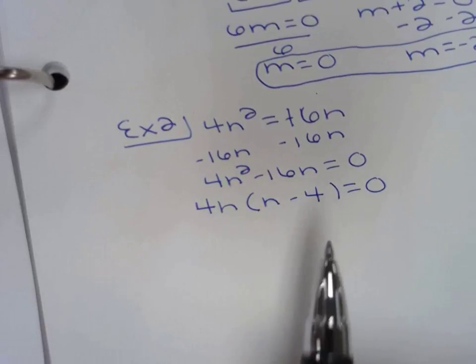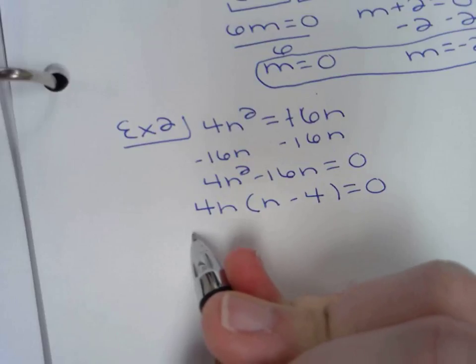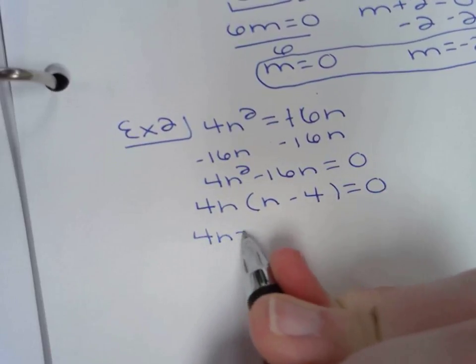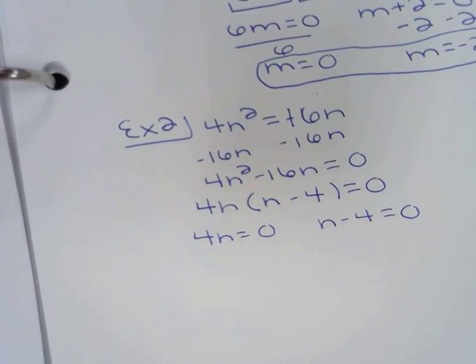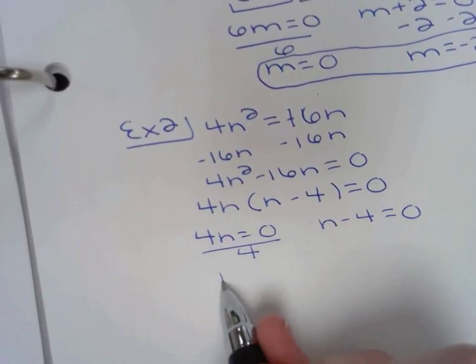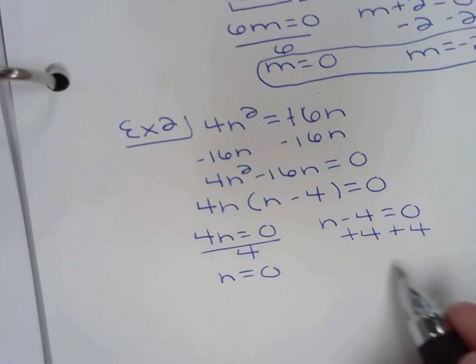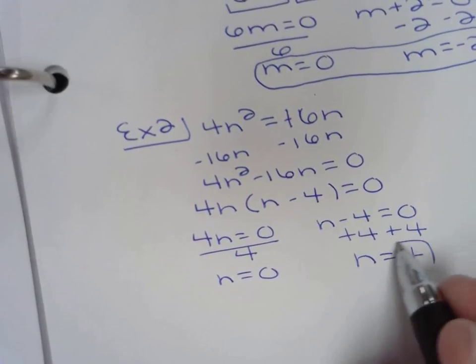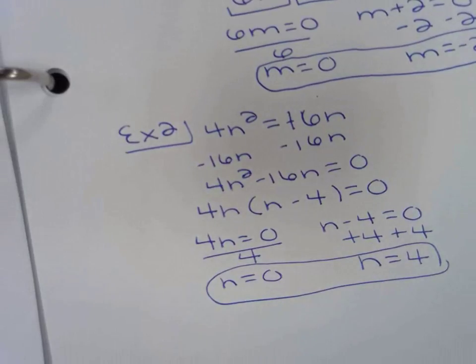So I need to do what with each of my factors? Okay, so one would be what? 4n equals 0. And the other would be n minus 4 equals 0. Yep. And then you have two simple equations. Divide by 4, n equals 0. Add 4, n equals 4. And those are my two answers. Okay. Any questions on that? No.